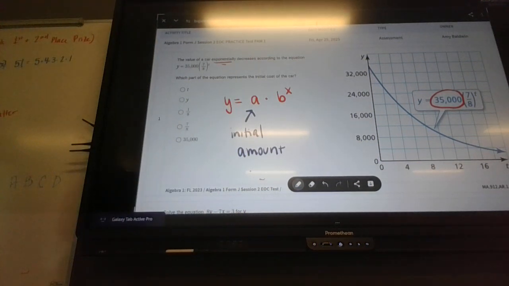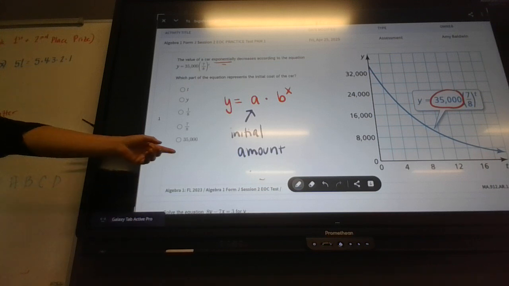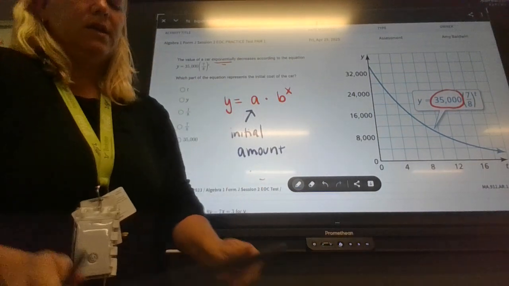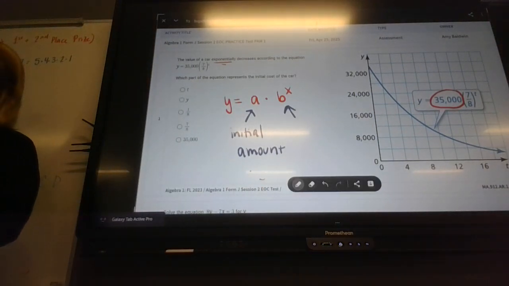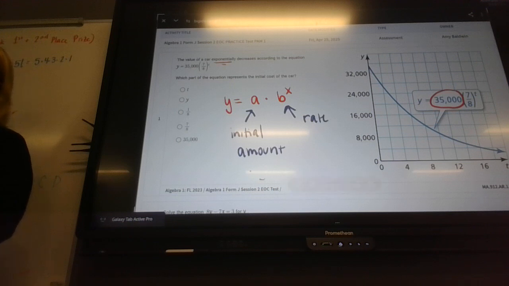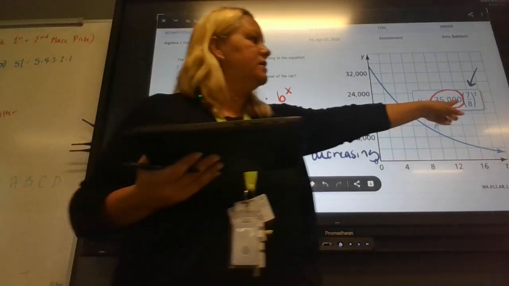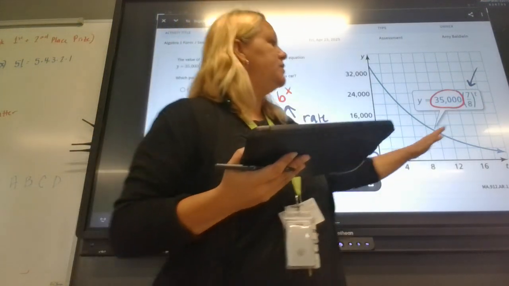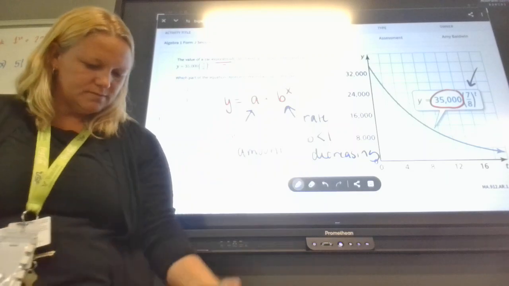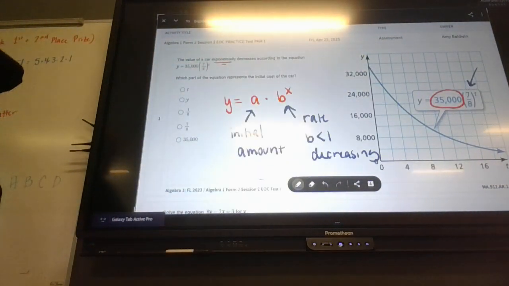All right. Look, you guys, this is what I say when I know all of you are capable of passing the test if you just read it. You don't even need a calculator for this. This is testing you. Do you know the initial amount? And then this is the growth rate or decay rate. So if B is less than 1, and in this case 7/8 is less than 1, that's why it's decreasing. Okay? If the base of the exponent was more than 1, this would be swooping uphill. Okay? Next one.